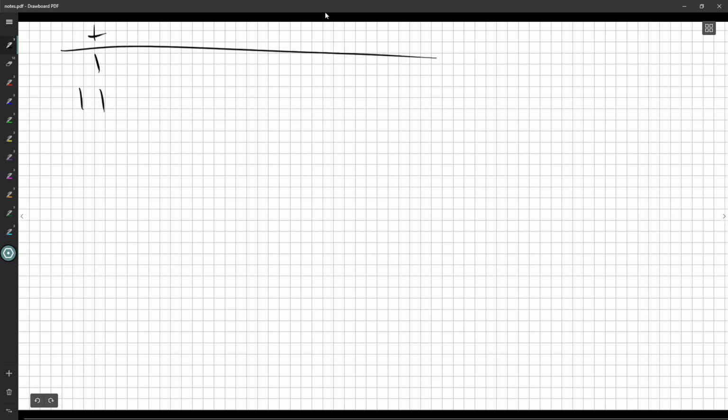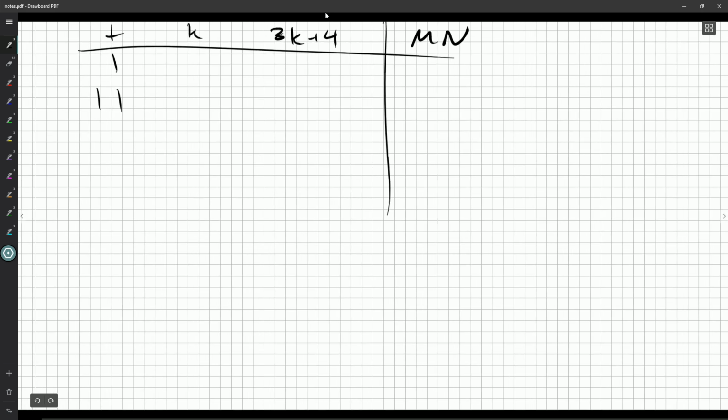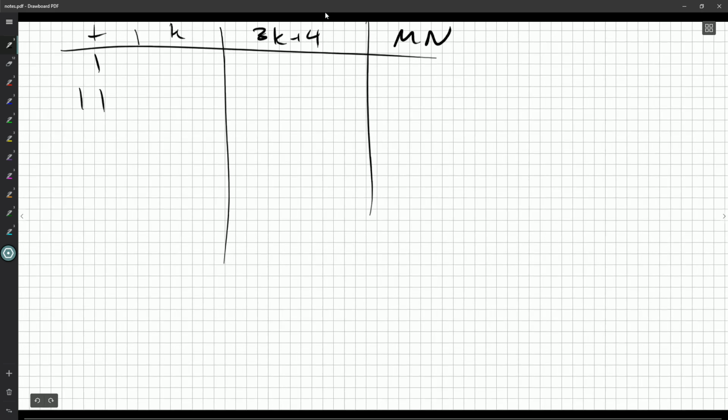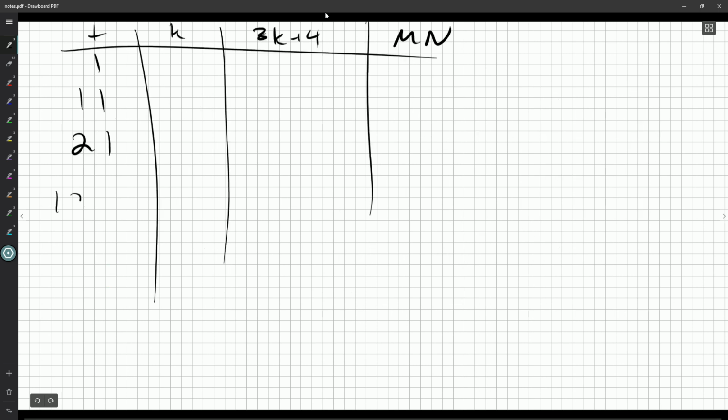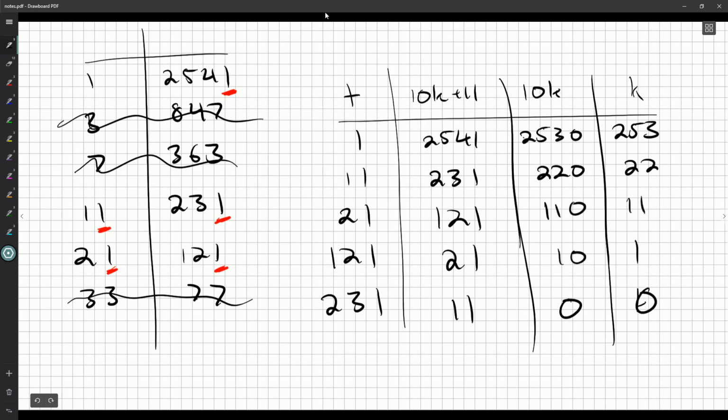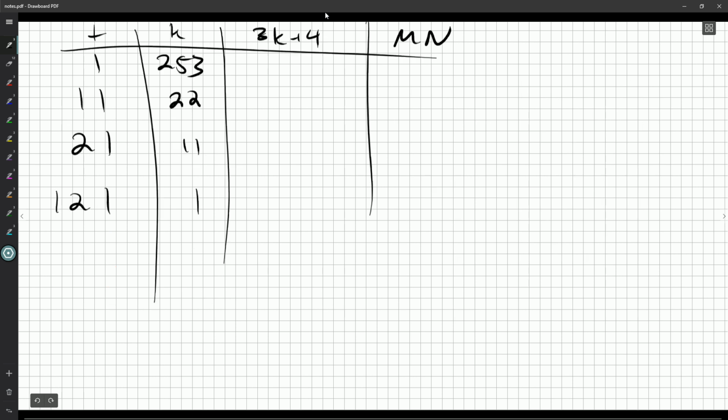Here's my t values, my k values, 3k plus 4, and then mn. It's not liking the top of the screen there. There we go. 21, I can't remember what the other one was, 121. K was 1, 253, 22, and 11, I'm pretty sure. Yep. So 3k plus 4, this will be 7. So 7 times 121 is 847. So that's an MN.